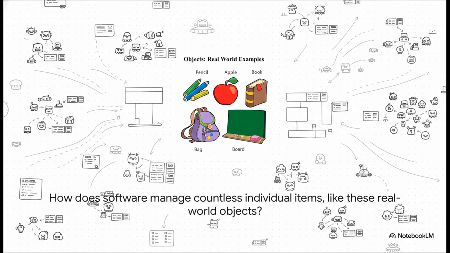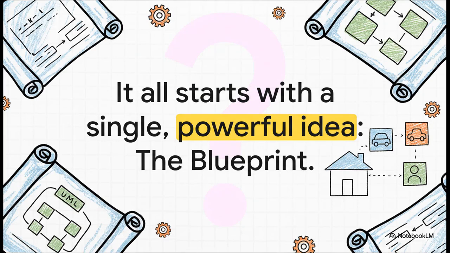Just think about it for a second. Have you ever wondered when you're playing a video game and there are like 100 different enemies on the screen at once? Or when you're scrolling through an online store with thousands of products? How in the world does the software keep track of every single one? Each one has its own health, its own price, its own location. How is that even possible without becoming a total mess? Well, the answer to managing all that chaos is actually surprisingly simple and kind of elegant, really.